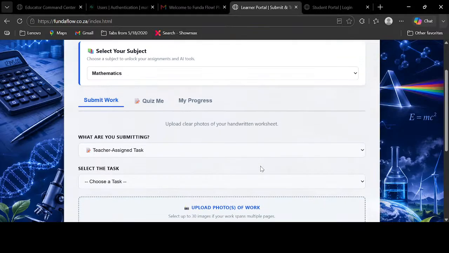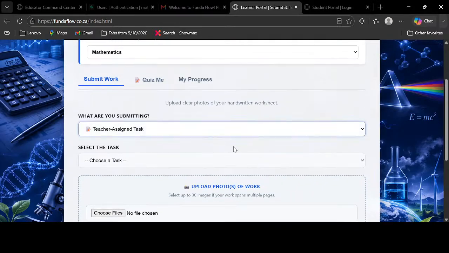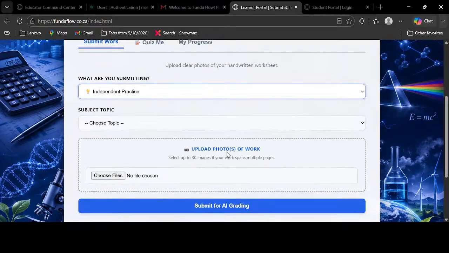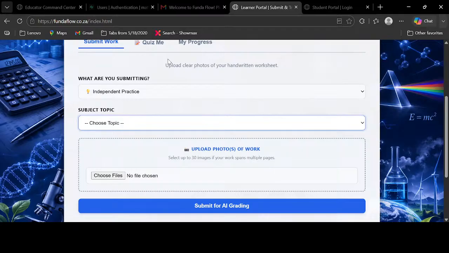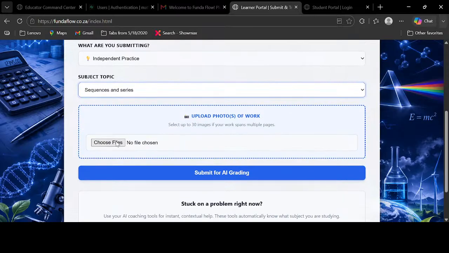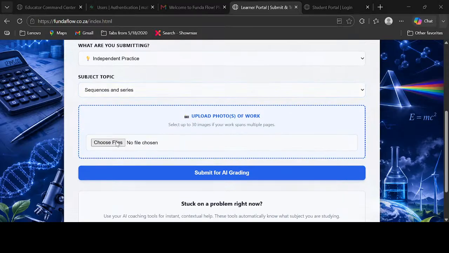So then we're going to switch this from teacher assignment to independent practice. Choose a topic: sequence and series. You're choosing topics, so you can't type them. You could have said number patterns if you were able to type. Quadratic number patterns, and then submit. I'm going to submit. It is submitting.